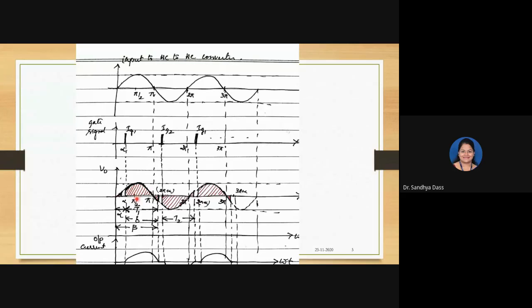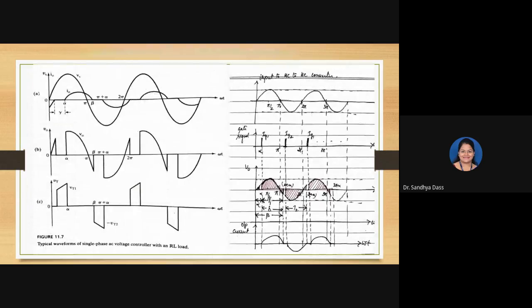So obviously the RMS output voltage of the load would be different depending on the alpha angle. Same with the current as well, right? So this is the waveform that is shown in the textbook. I wanted to show you with the different timings here. Here it is slightly confusing, so I drew it and here is a comparison.